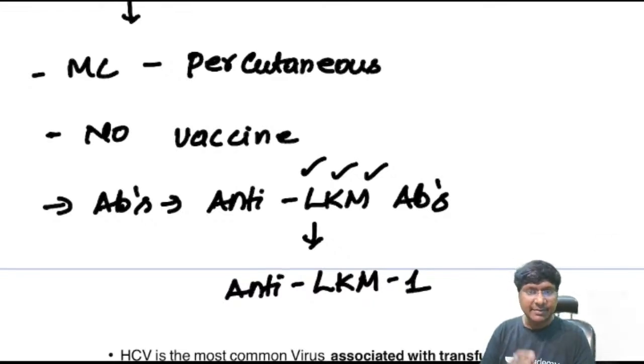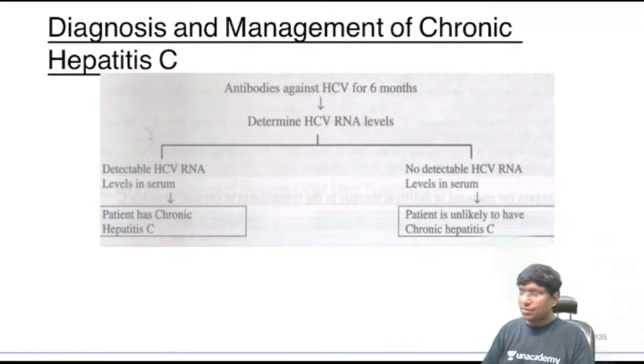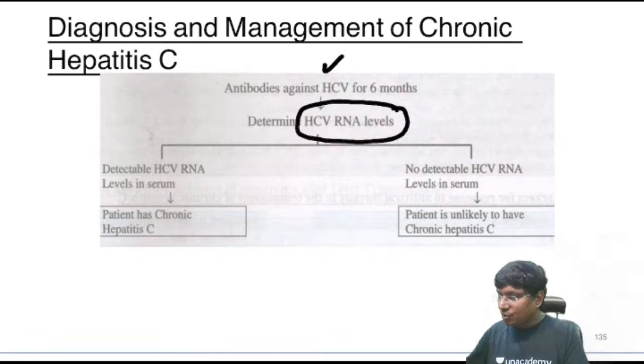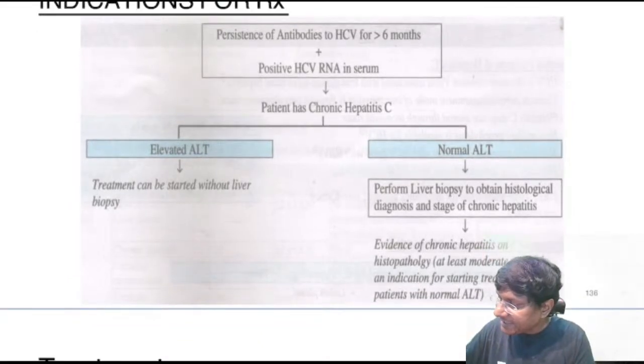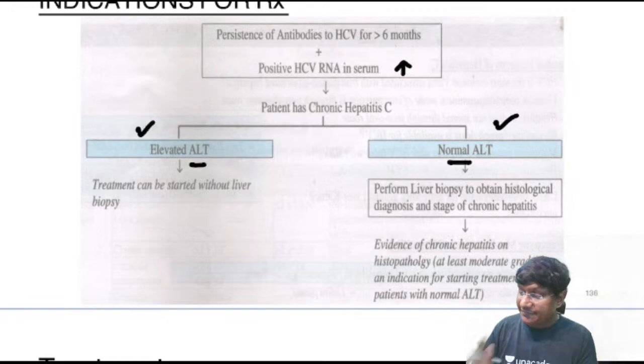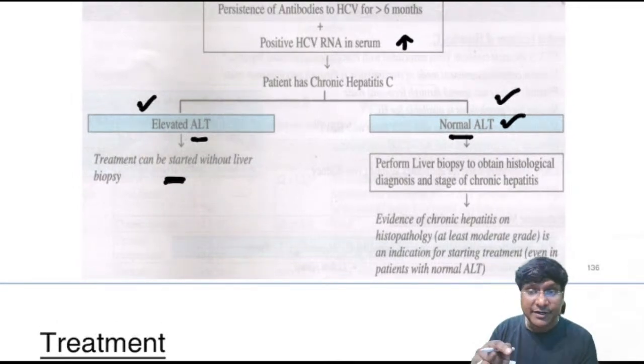Then coming to the treatment, what are the antiviral drugs, let me tell you. What is the indication for treatment for viral hepatitis? Once you find that the antibodies are there, you have to check the HCV RNA levels, whether they are elevated or not. Along with elevated HCV RNA, you have to check the ALT enzyme, whether it is elevated or normal. If there is elevated ALT along with antibodies and HCV RNA, then you treat without doing a liver biopsy. But if there is normal ALT, then you have to perform a liver biopsy to obtain the histological diagnosis and staging of chronic hepatitis.